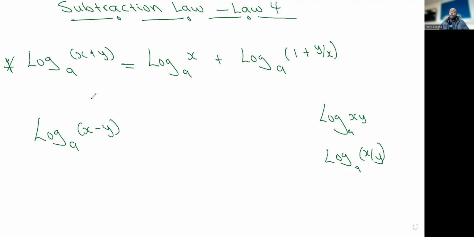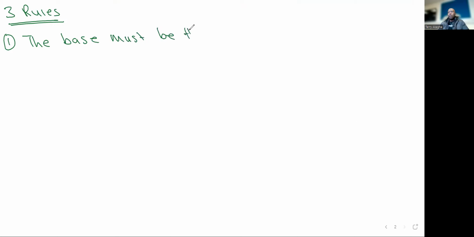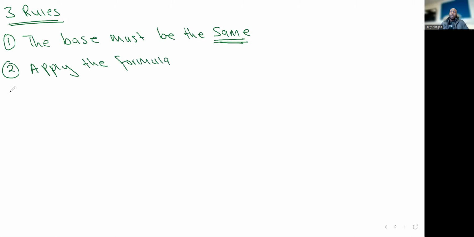So how do you solve this when you have log_a(x - y)? There are three steps for this. The first thing is that the base, at the end, when you break it down, must be the same. Don't forget that the base must be the same. Then after that, you apply the relevant formula. I'm going to show you very soon. And after applying the formula, number three is that you then simplify.